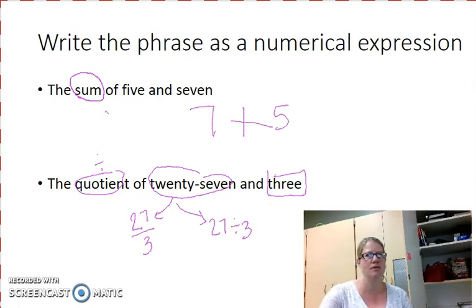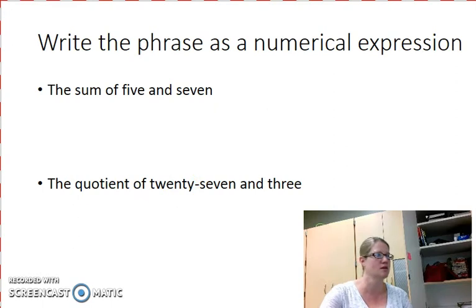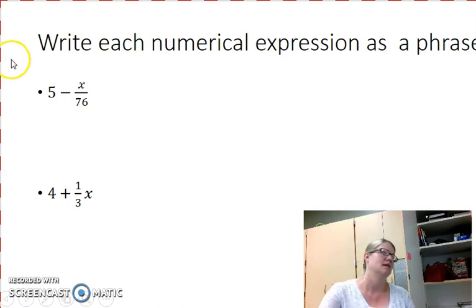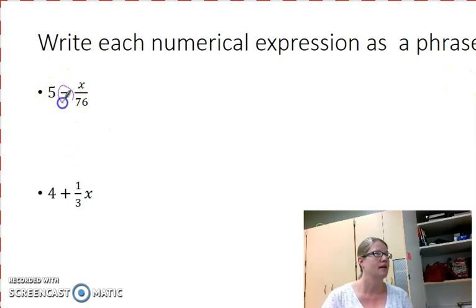Okay, let's see if we can do some of those going the other direction. So if we're given the sentence in math and we need to write it in words. Here I'm looking at a subtraction symbol, and remember that subtraction is going to be a difference. But then I also have here a division, so that is going to be a quotient. So I have two things going on. I have a difference and I have a quotient.